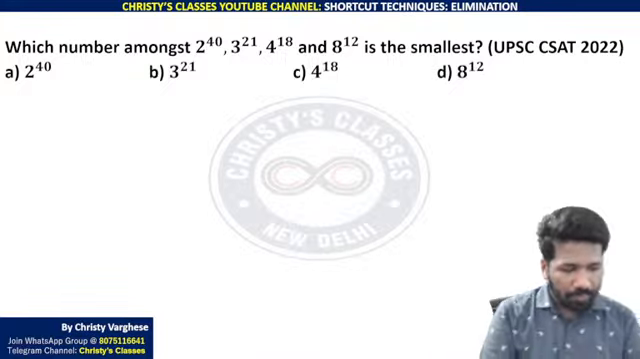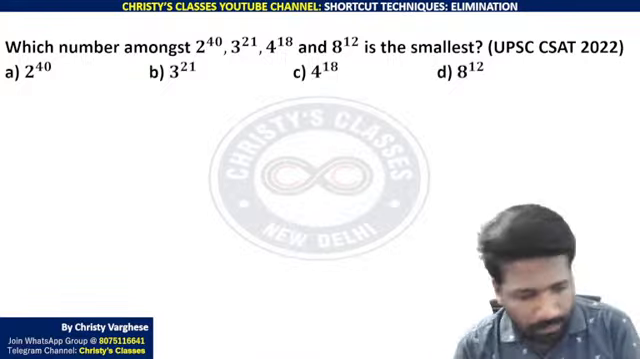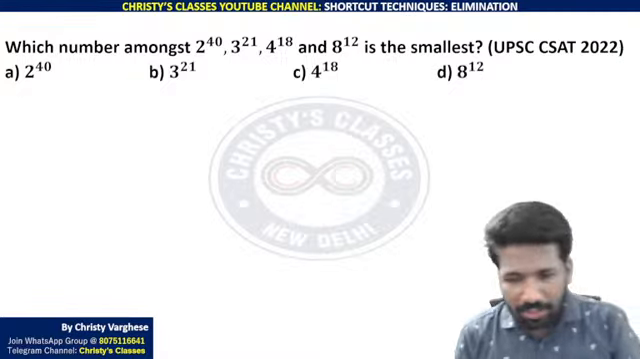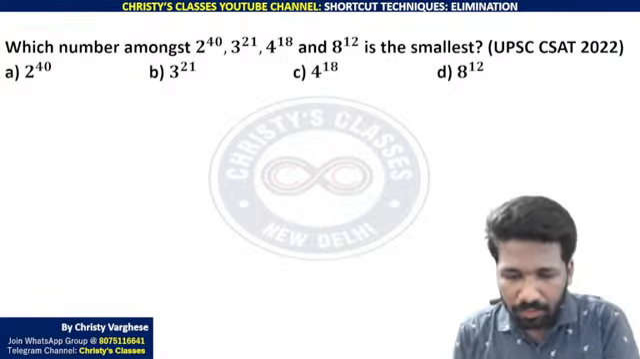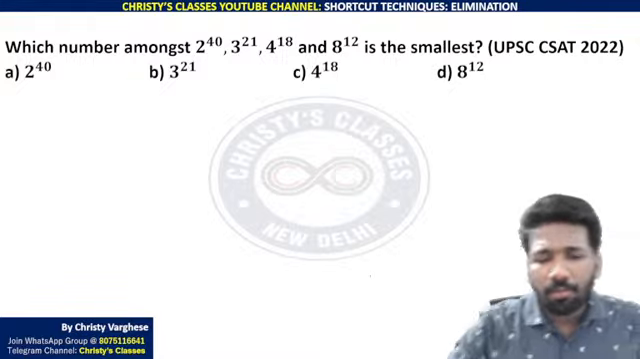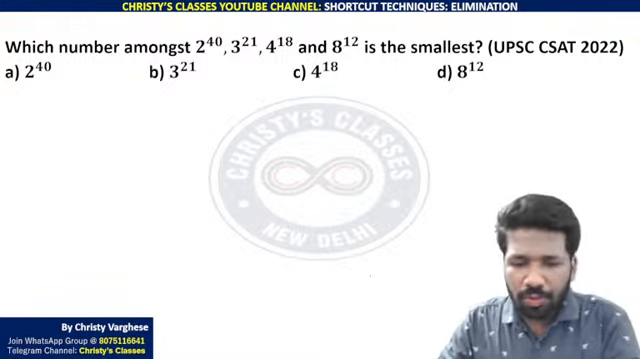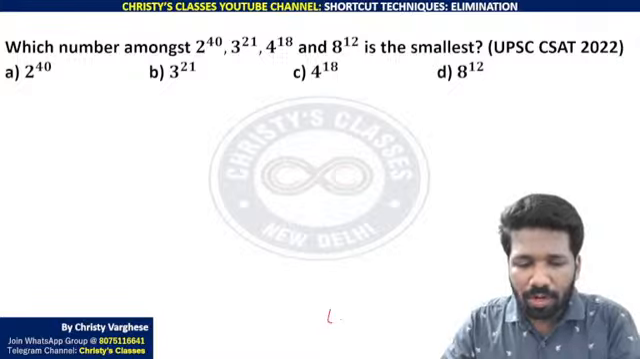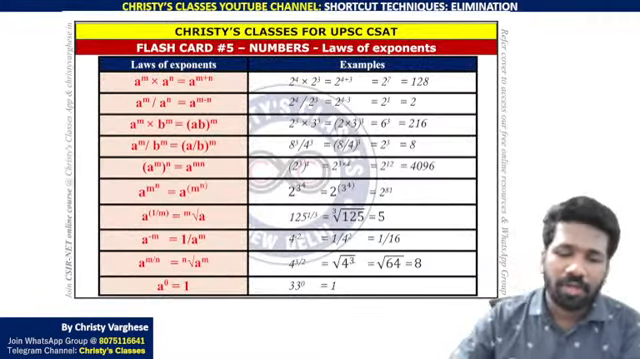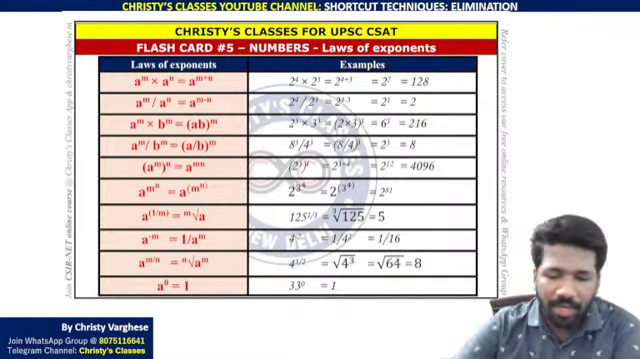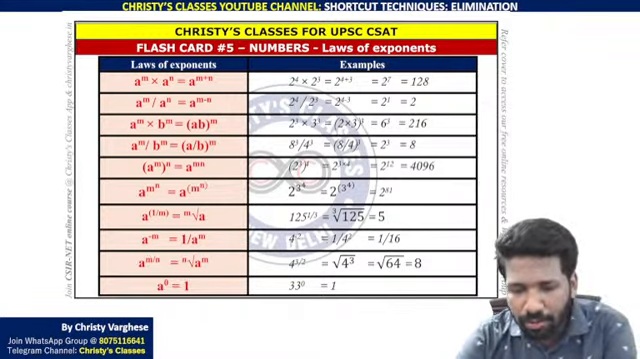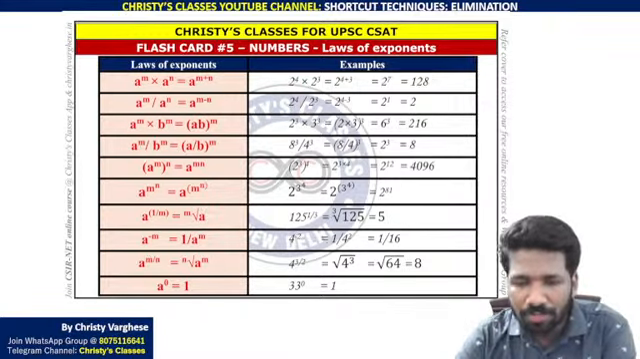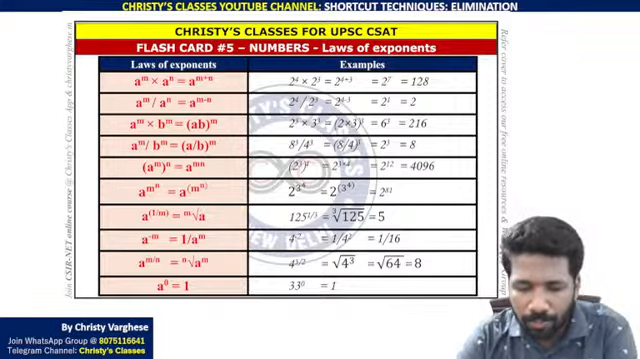Okay, so this question, some of you got an answer. Let's see. Which number among 2 raised to 40, 3 raised to 21, 4 raised to 18 and 8 raised to 12 is the smallest? Laws of exponents idea. I have given more laws of exponents ideas here. In the Telegram group media section you can find all these flashcards, or on Amazon you can see the printed material of this flashcard.